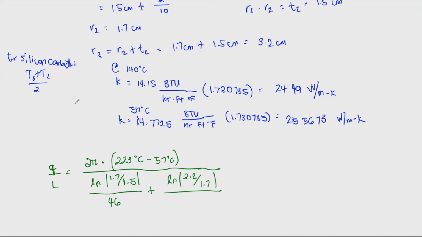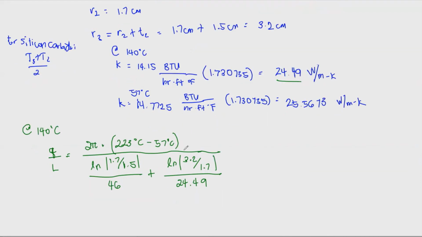So let's just try to take a look at 140 degrees Celsius. So I will be using this one first. That is 24.49. Okay, so I just forgot to write the units here. You might as well want to write it. I hope I can write it well here. Okay, so we cancel this out, so we're left with watts per meter.